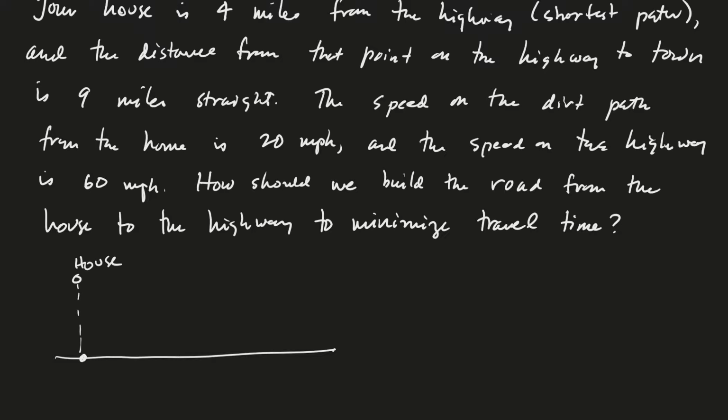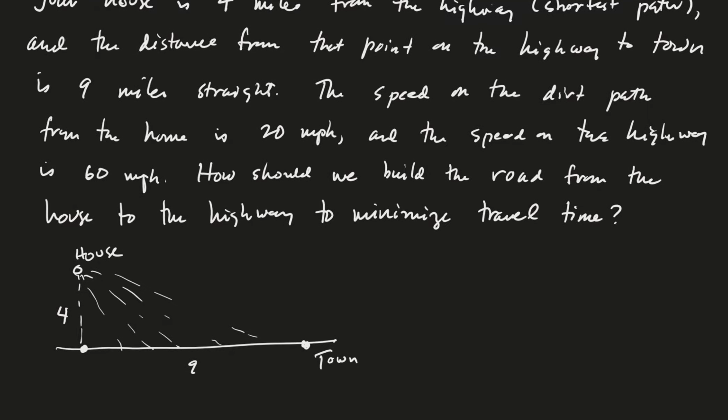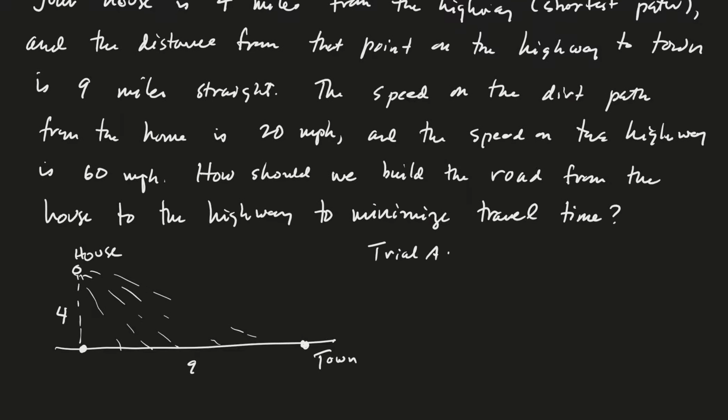And so here's the point on the highway that's closest to the house, and we said that that was 4 miles. And then the town is over here, and this is 9 miles. And so I could build the road to different points on the highway to try to minimize my travel time. Just to get this more concrete, let's call this trial A. In this case, we'll go straight from the house to the highway and then down the highway.